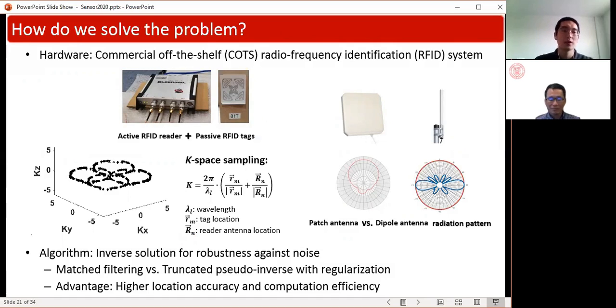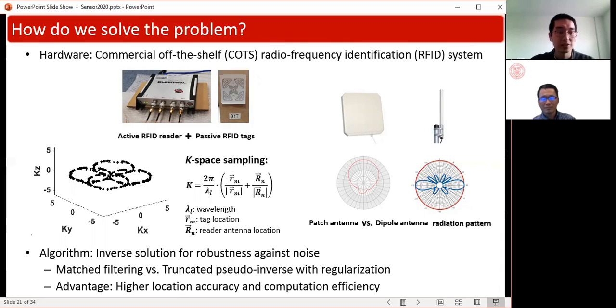Our hardware system consists of an active RFID reader and many passive RFID tags. Tags are deployed with spatial diversity. The way we determine diversity is through the use of case-based sampling shown in the definition and the 3D scatter plot in the slide. Locations of tags and reader antennas along with the carrier frequencies are used in the definition, and the plot shows much diversity in the spatial domain.